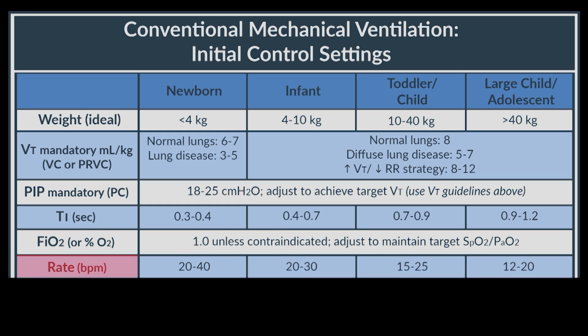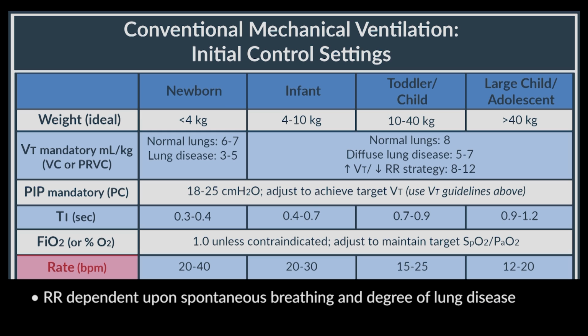The mandatory breath rate you choose is going to be dependent on the amount of spontaneous breathing that the patient's doing, as well as the degree of lung disease. Again, we have ranges of typical initial settings for respiratory rate that are dependent on patient size and age. For newborns, that range might be between 20 and 40 or more. For our larger patients, large children, adolescents, that rate is going to be lower, probably in the order of 12 to 20 as an initial setting.